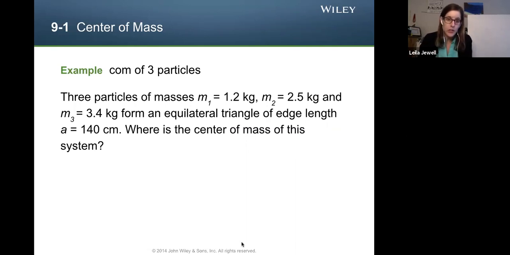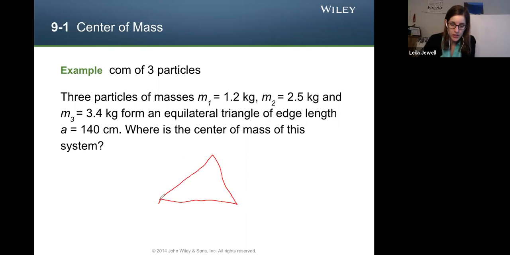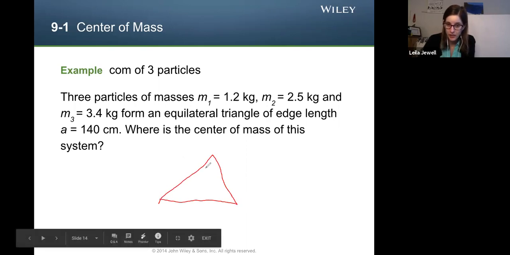Center of mass of 3 particles. 3 particles of the given masses, 1.2 kilograms, 2.5 kilograms, and 3.4 kilograms, form an equilateral triangle of edge length 140 centimeters. Where is the center of mass of this system? So for this one, we'd want to think first about trying to draw it. That's especially important here. It mentions it's an equilateral triangle, so all the sides have to have equal length. You'll have to imagine that this is all equal length.